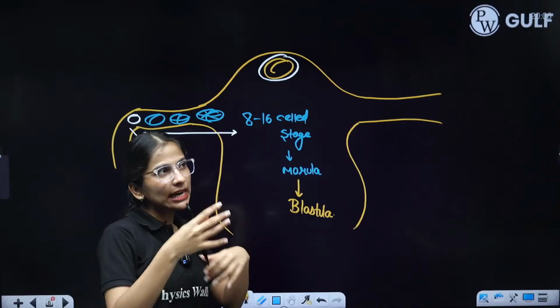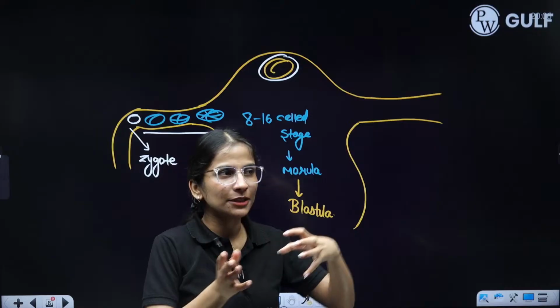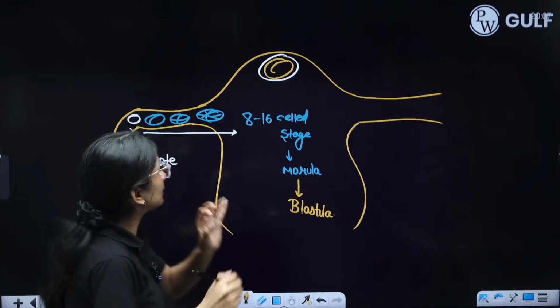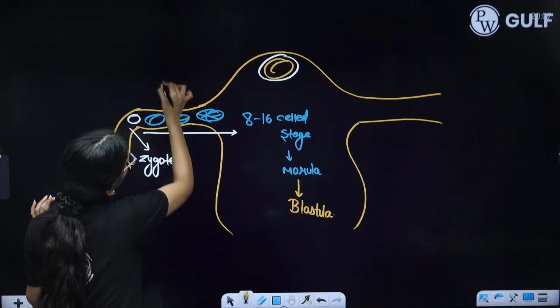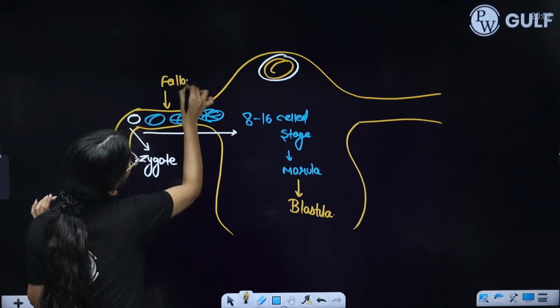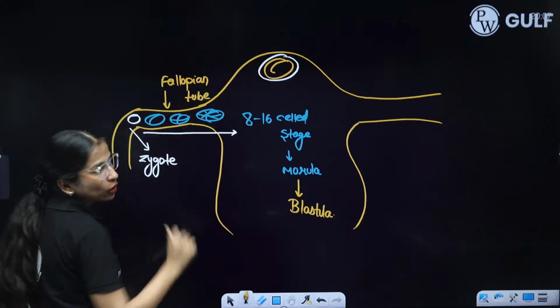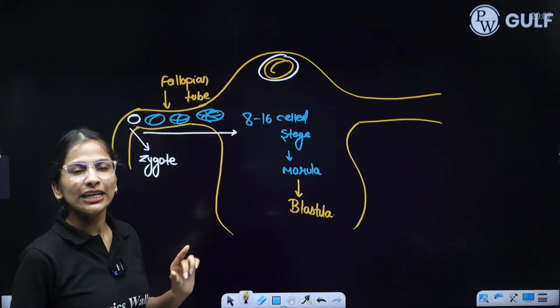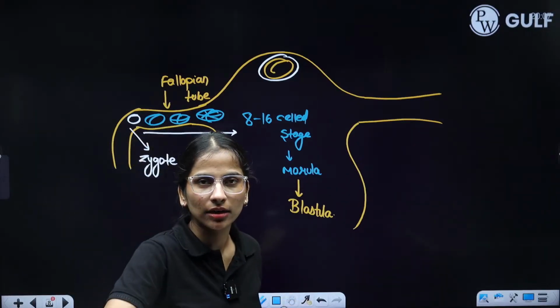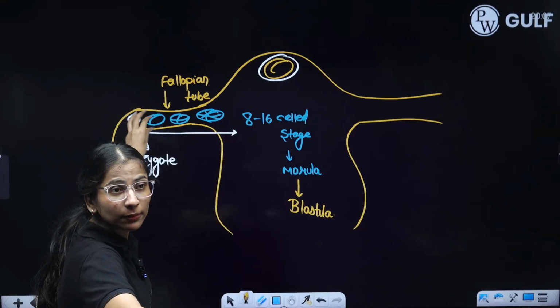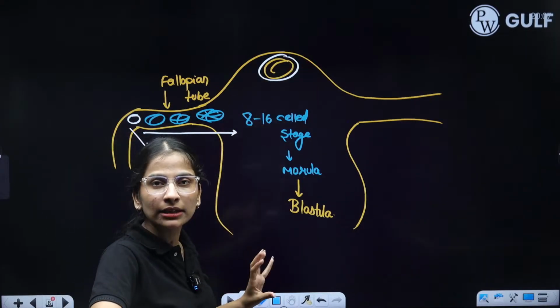We will call it a zygote only if it is before the 8 to 16 cell stage. If it is, then we will transfer it into the fallopian tube. If the 8 to 16 cell stage has not been reached, we transfer it into the fallopian tube, and from there onwards, it will take its natural process. How naturally? As it would have been implanted if fertilization had taken place naturally.